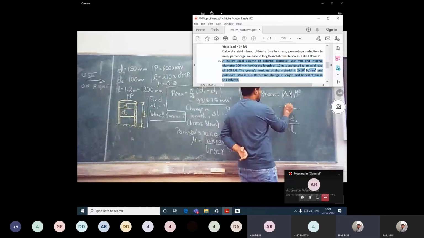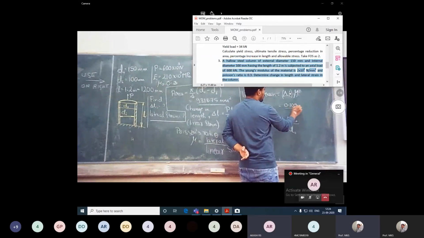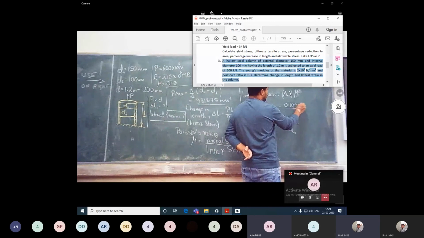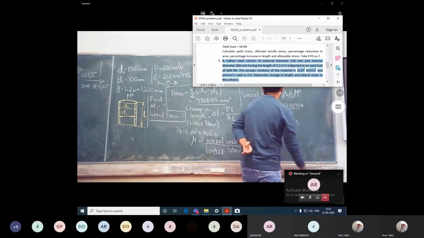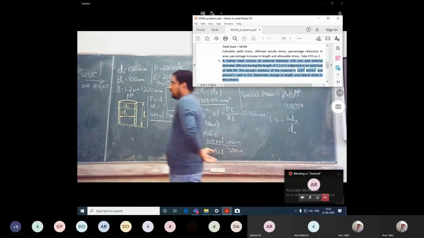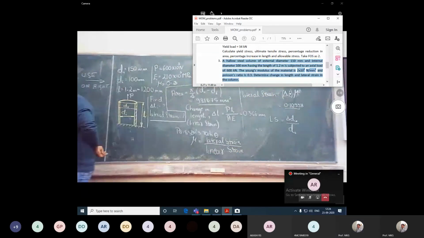So lateral strain is 0.10998. Next, this is the value for lateral strain.